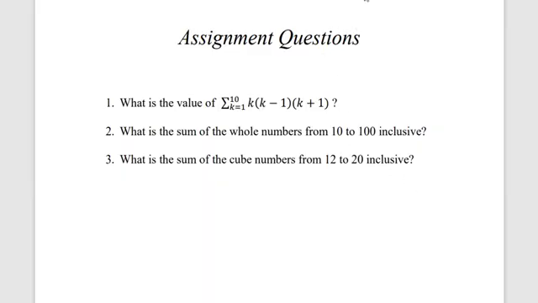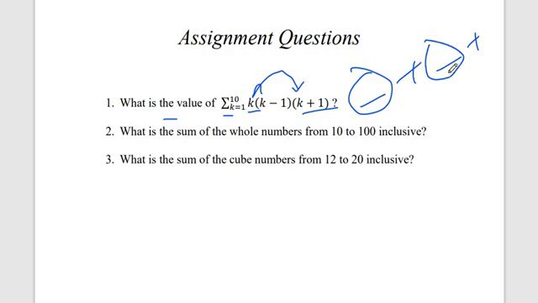Now here is your assignment question. What is the value of sigma k is equal to 1 to 10 of k into (k minus 1) into (k plus 1)? So how do we calculate? First of all, multiply the brackets, and after multiplying with the second bracket, make a polynomial equation. Then with the addition property apply sigma to both sides, and with the shortcut you can find the value for k is equal to 1 to 10.